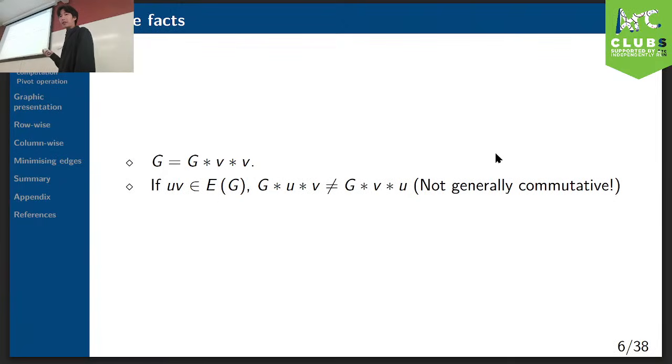You also have that the operation is not generally commutative. In particular, if UV is connected, then it matters what order you invert on the vertices. Inverting on U and then V is different from inverting on V and then U. And so this means that if we are trying to get to some graph, the order in which we do this sequence of vertex inversions really matters. And we're going to fix this problem in a second with another operation built on top of this.